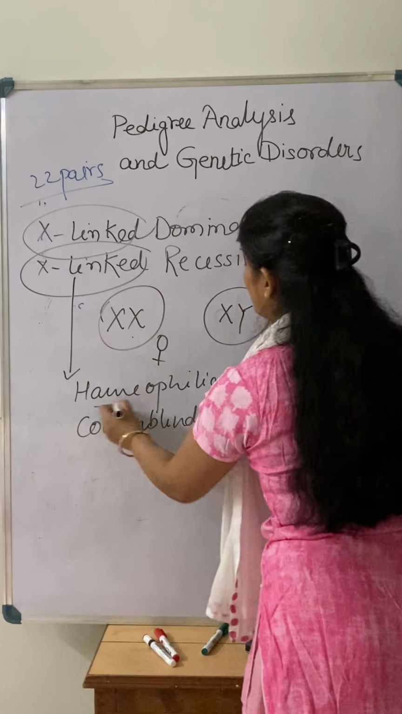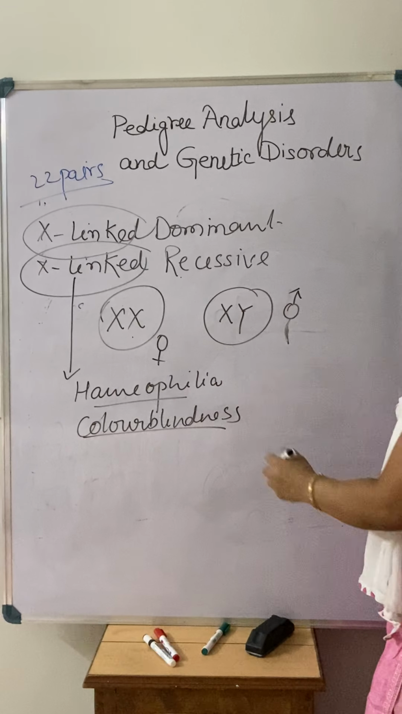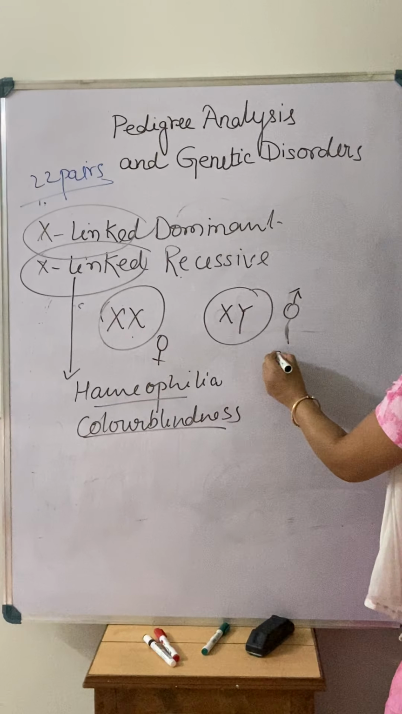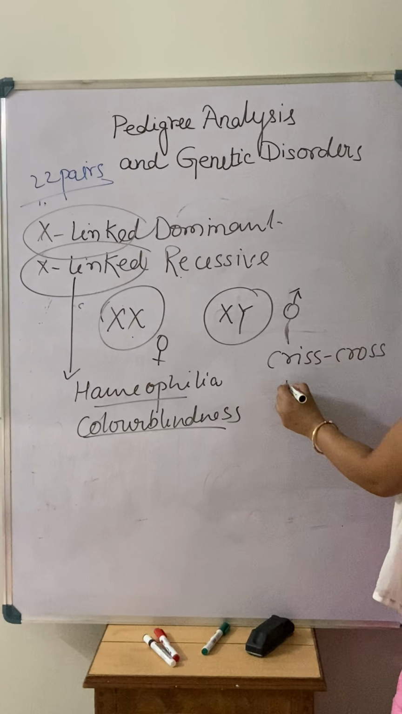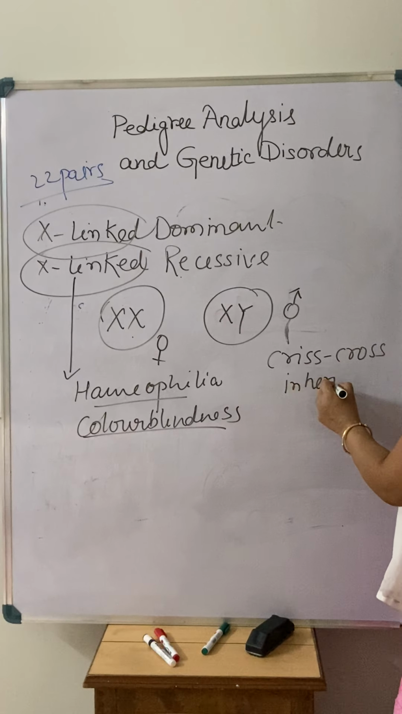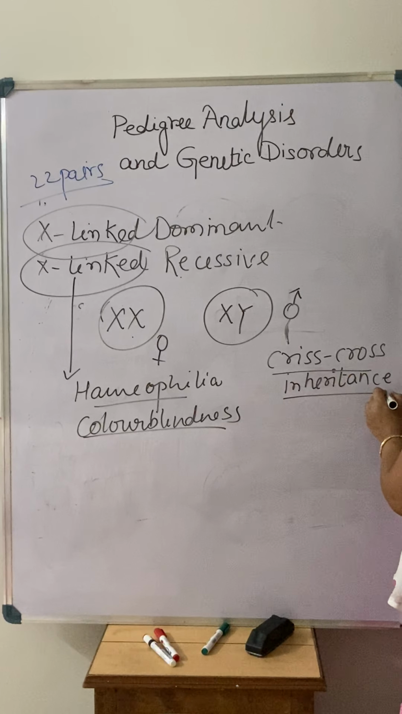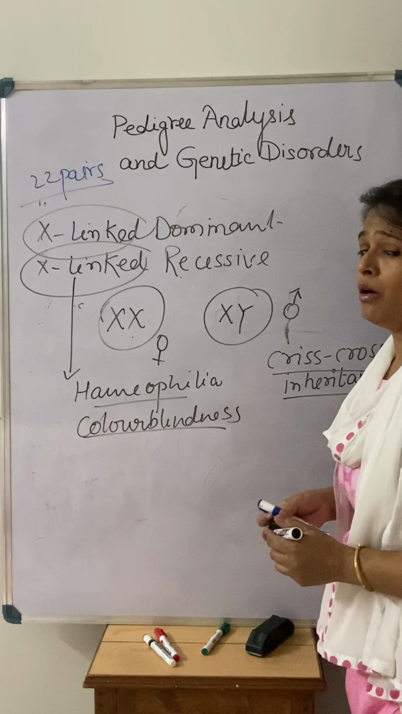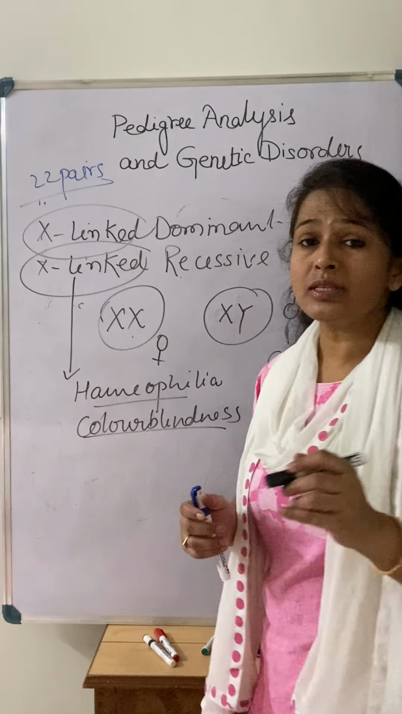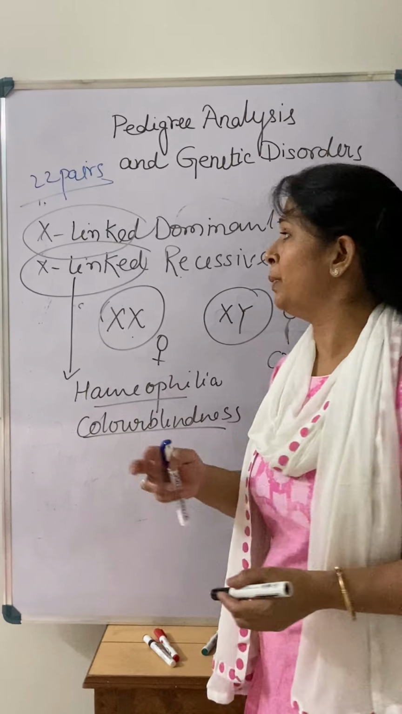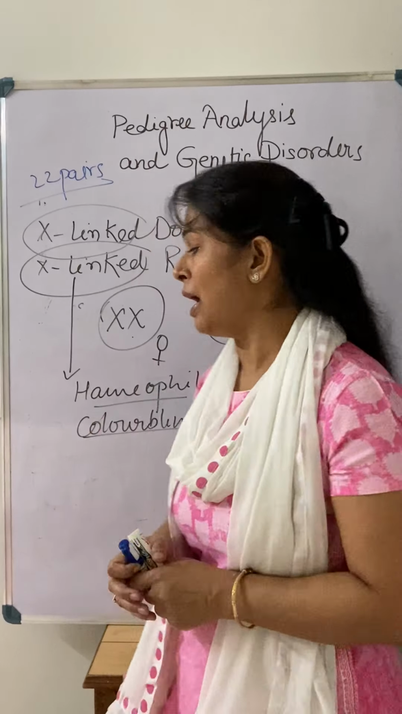Now what is the thumb rule for this? In case of X-linked recessive disease, or in case of sex-linked disease, there is a criss-cross inheritance. What is the meaning of criss-cross inheritance? Whenever there is a passing of disease from parents to offspring, there is one pattern followed by X-linked recessive disease that we call criss-cross inheritance.